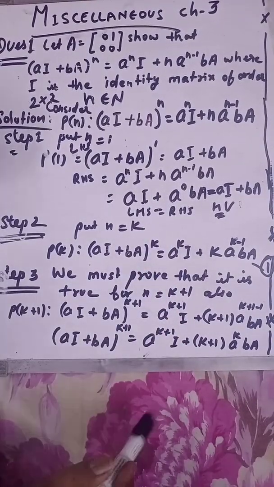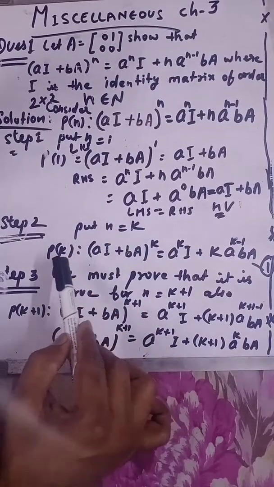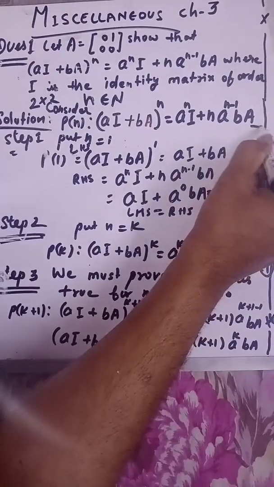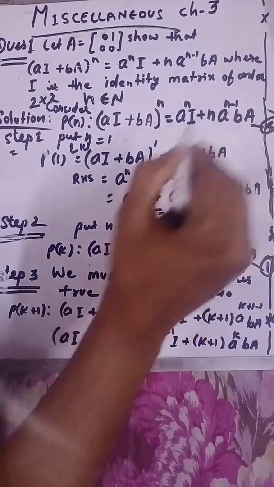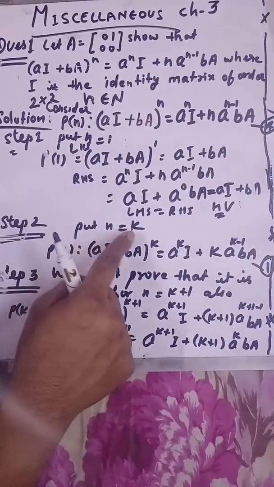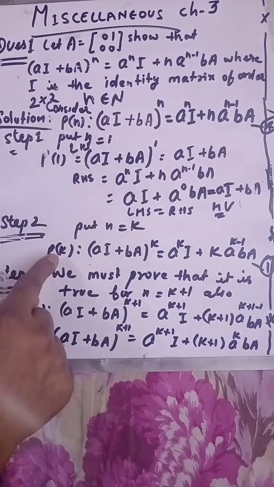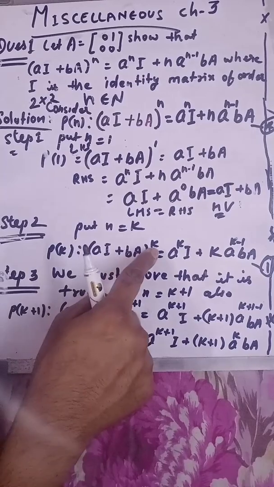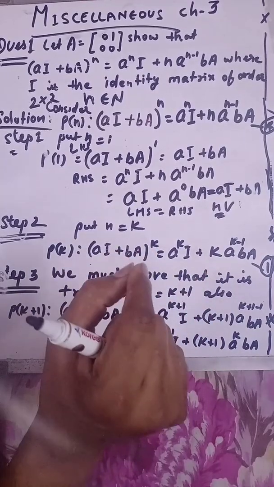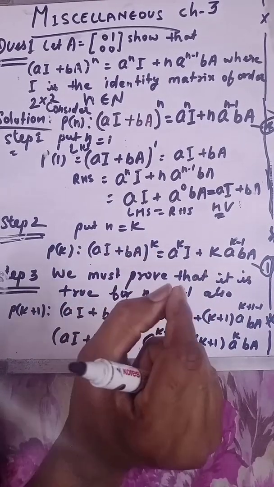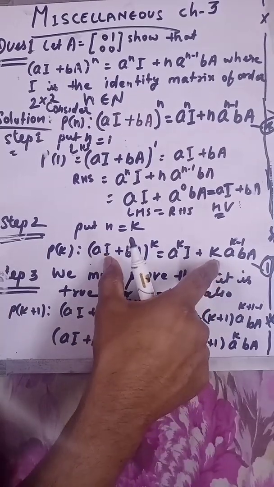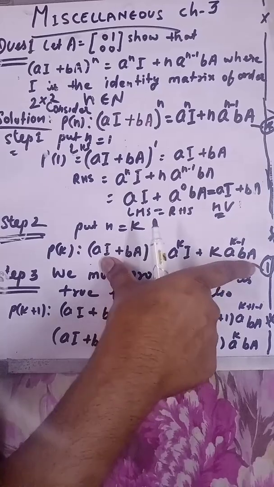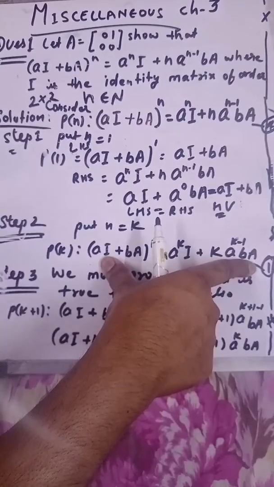Now we have to put n equals k in this equation, that is equation number A. So when you put n equals k, you will get Pk, (AI + BA) raised to power k. Wherever you have n, you have to put k in place of n. After putting this value, you will get this statement. That is your equation number 1. We are assuming this.